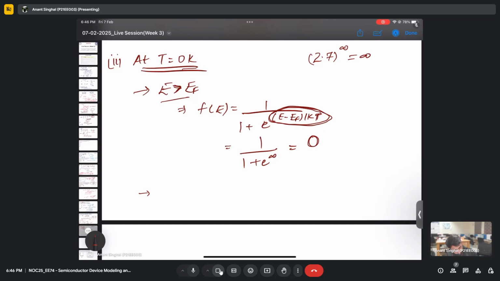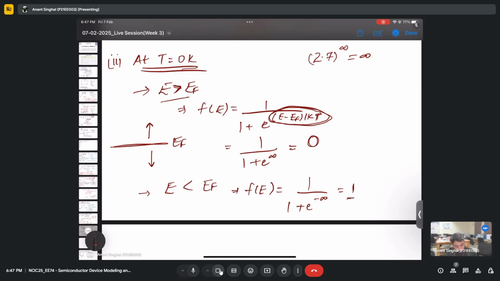So this comes to the next case. Now if I'm taking E less than EF, what will be Fe? It is 1 upon 1 plus e raised to minus infinity. So what will this be? 1. Now here we can say, this is for the Fermi level. The probability of finding the electron below the Fermi level at T equal to 0 is always 1, and the probability of finding the electron above the Fermi level at T equal to 0 is always 0. So at T equal to 0, the upper region is always empty and this is always filled. Make sense?